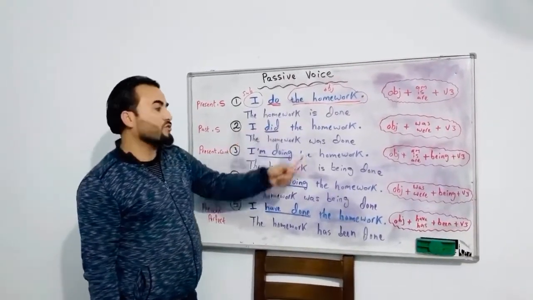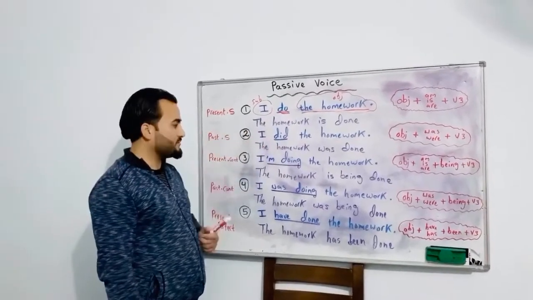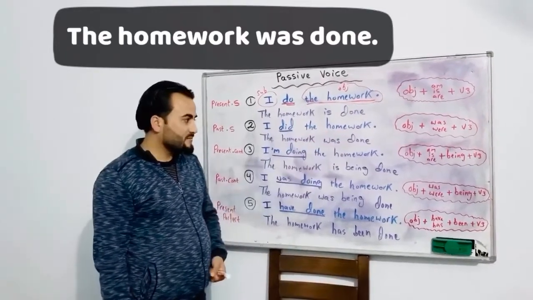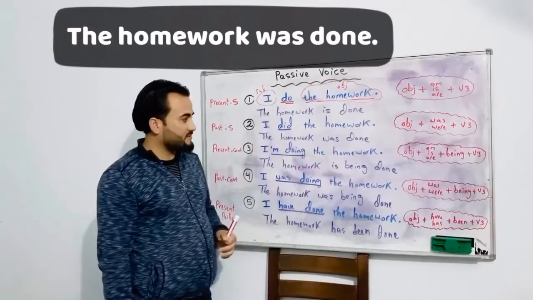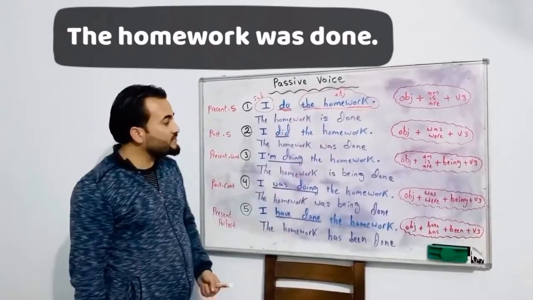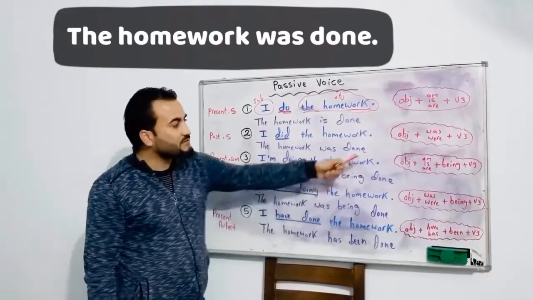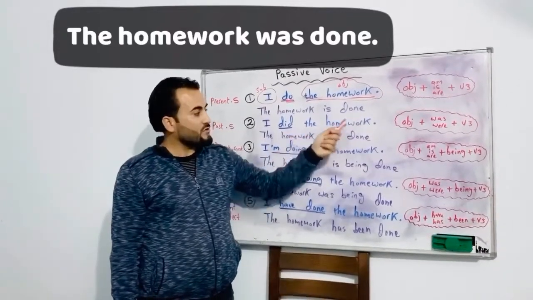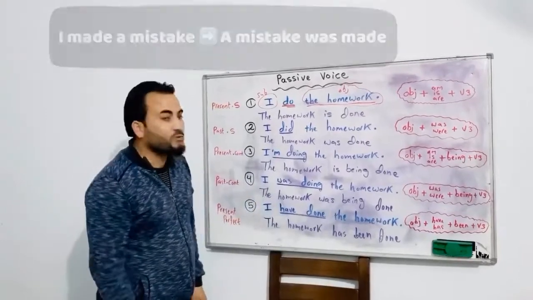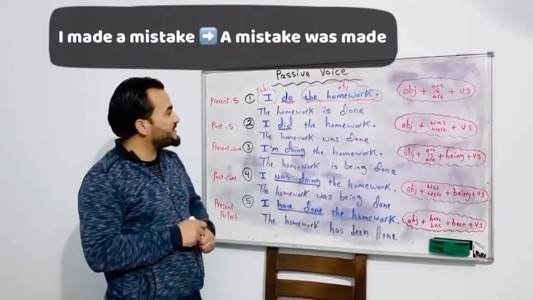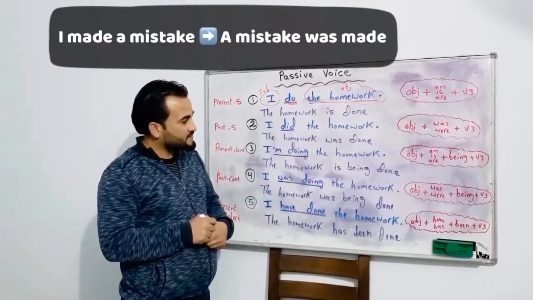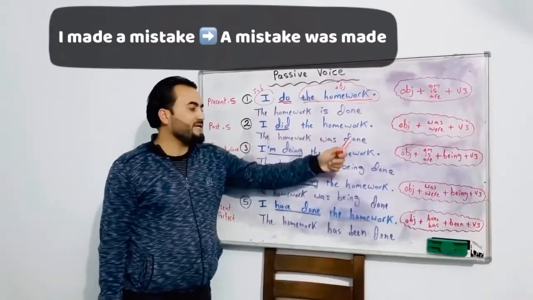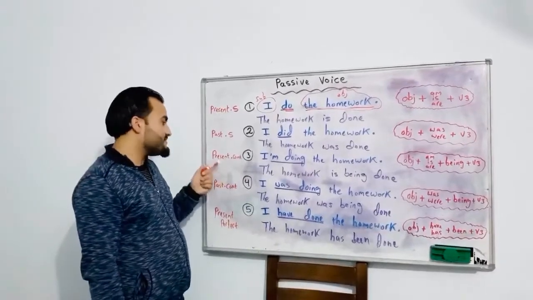Okay, the second one. I did the homework. So it's in the past simple. The homework was done. Of course, we have to pay attention whether the object is a singular noun, or maybe it's plural. So here, was and were. The homework was. The homeworks were. Another example, let's use the same example to make it easy, okay? I made a mistake. A mistake was made. Very nice. I made a mistake. A mistake was made.